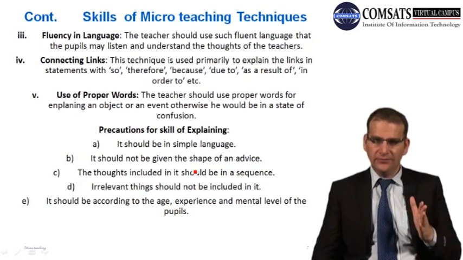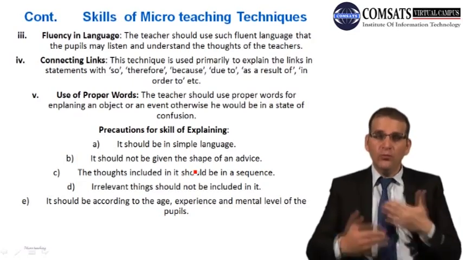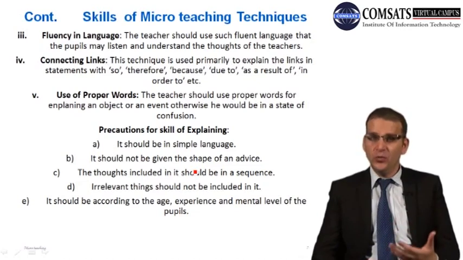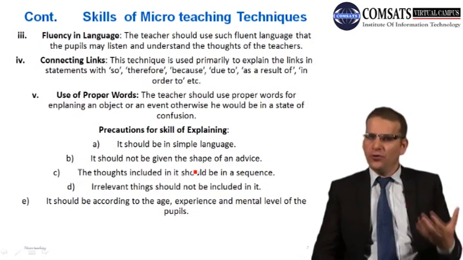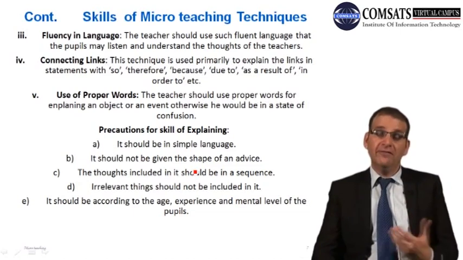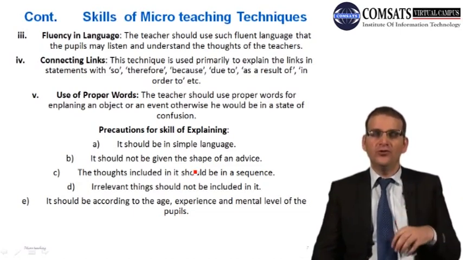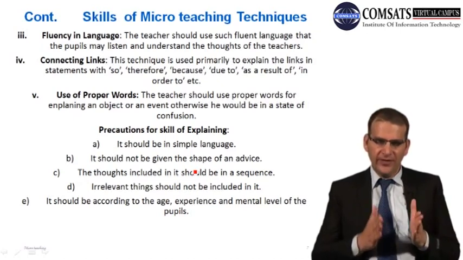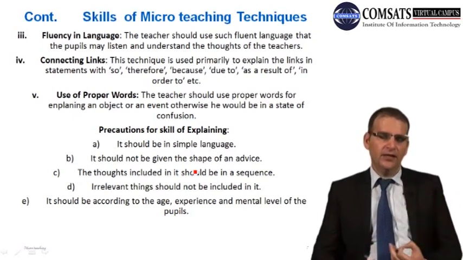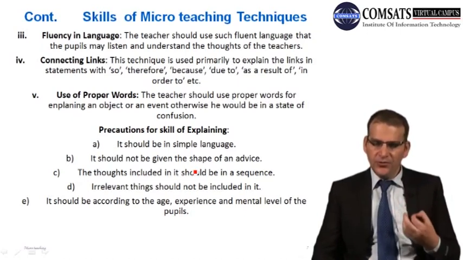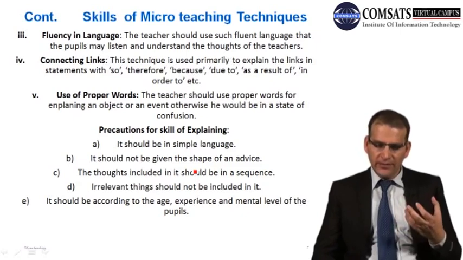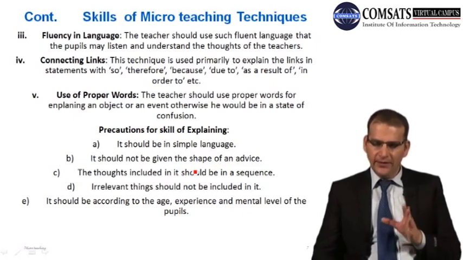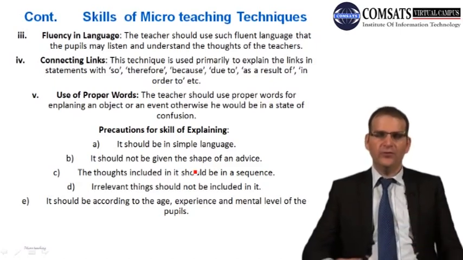Again, skills for explanation. Clear? So again, fluency of language. And of course, linkers. If you have more points to say, you can use transitionary words. First of all, we will talk about, for example, defects in teaching. Then we will talk about how to improve teaching. So, transitions. Then use of proper words. Again, it's an important point, right? The teacher should use proper words for explaining an object or an event. Otherwise, he would be in a state of confusion.